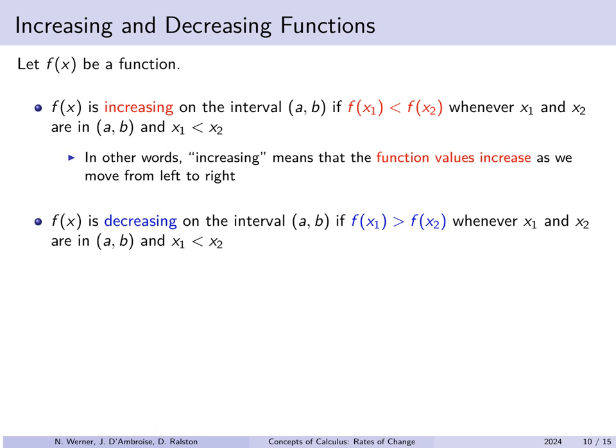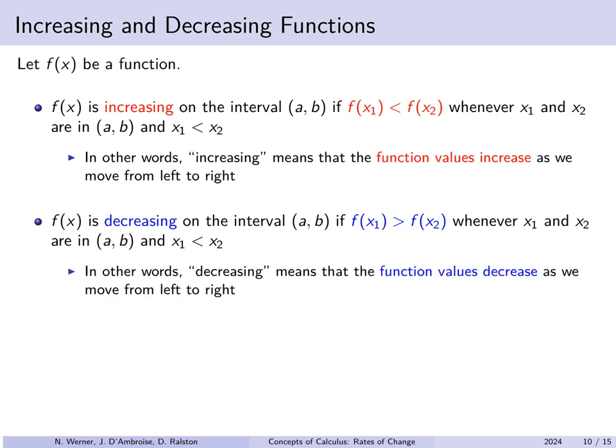Similarly, a function is called decreasing on an interval if when you plug in bigger numbers, x2, you get out smaller numbers. So if x2 is the bigger of the two inputs, f of x2 is the smaller of the two outputs. In other words, if you plug in bigger numbers, you get out smaller ones. As you move from left to right and are plugging in bigger numbers, you are getting out smaller ones. The graph is going down.